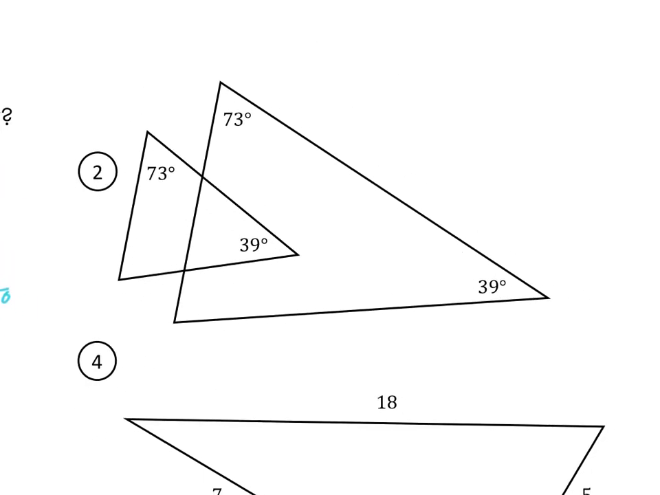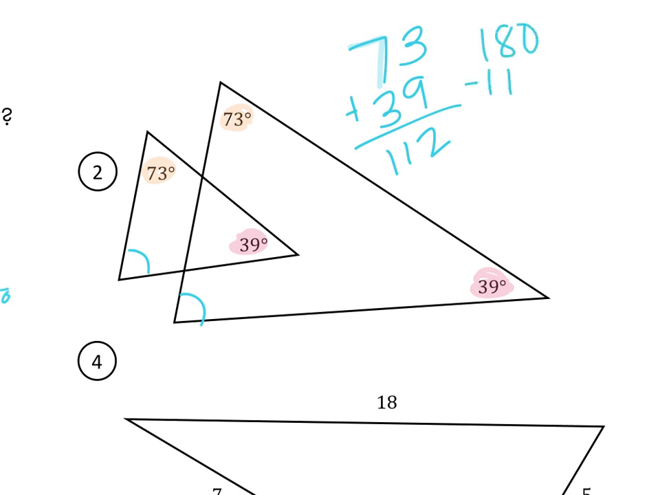Looking at this example, both triangles have 73 and 39 as their angles. So I'm going to add 73 plus 39 because we want to find these missing angles here. So I get 112. And then I'm going to subtract that from 180 because the interior angles of a triangle add up to 180. So I get 68 degrees. So both of these are 68 degrees. And if you look, we have corresponding angles that are congruent. So yes, these triangles are similar.